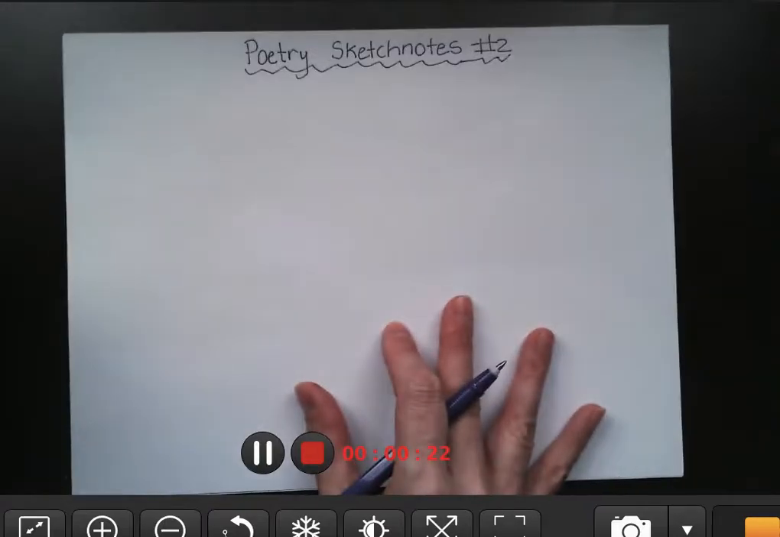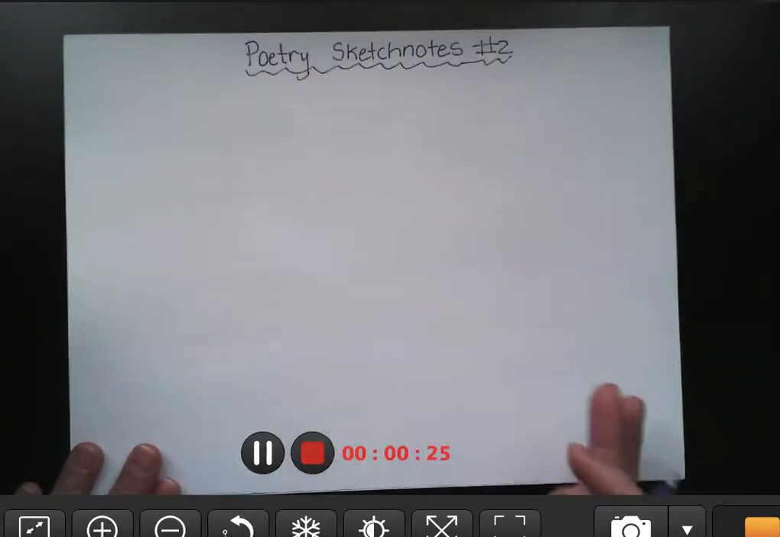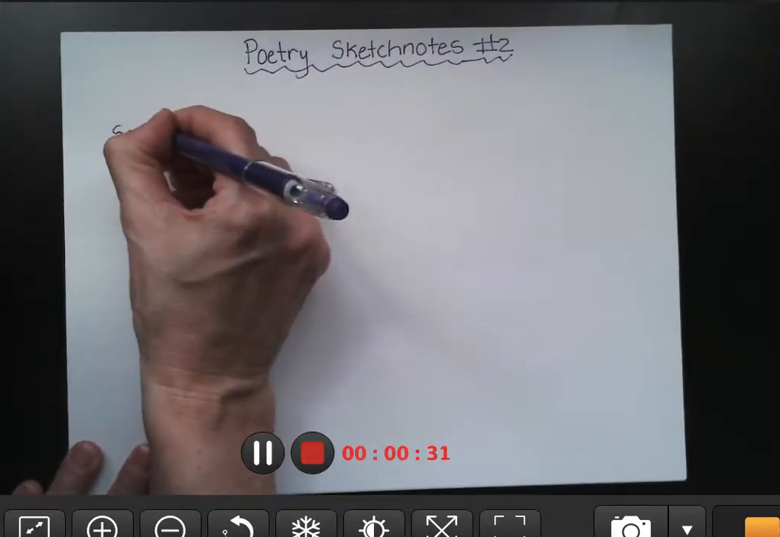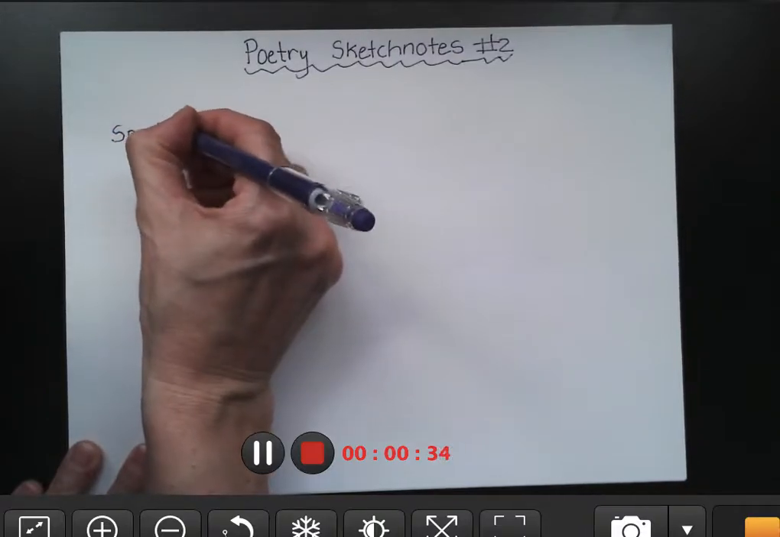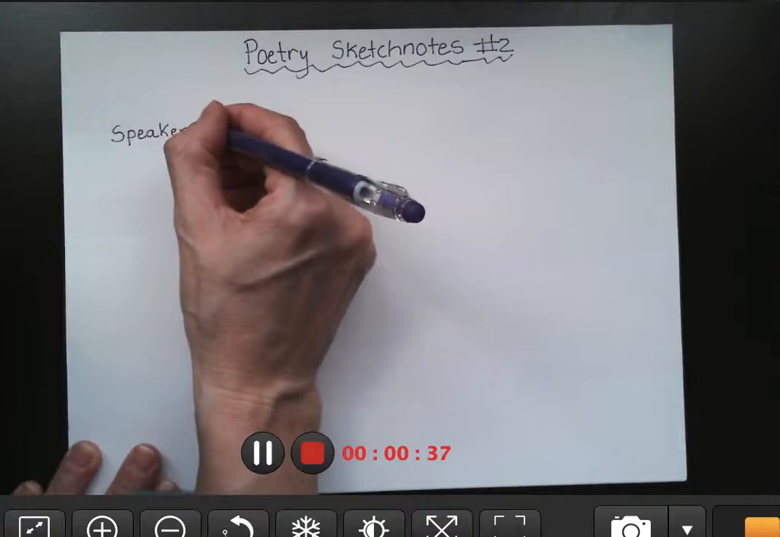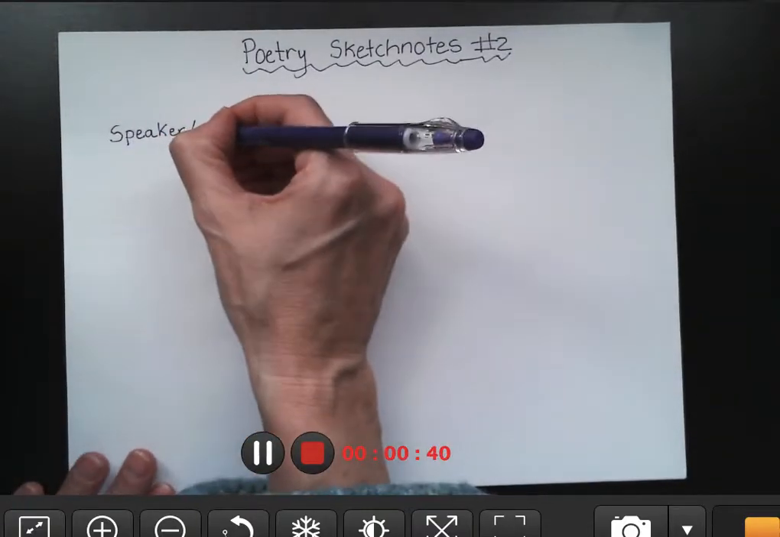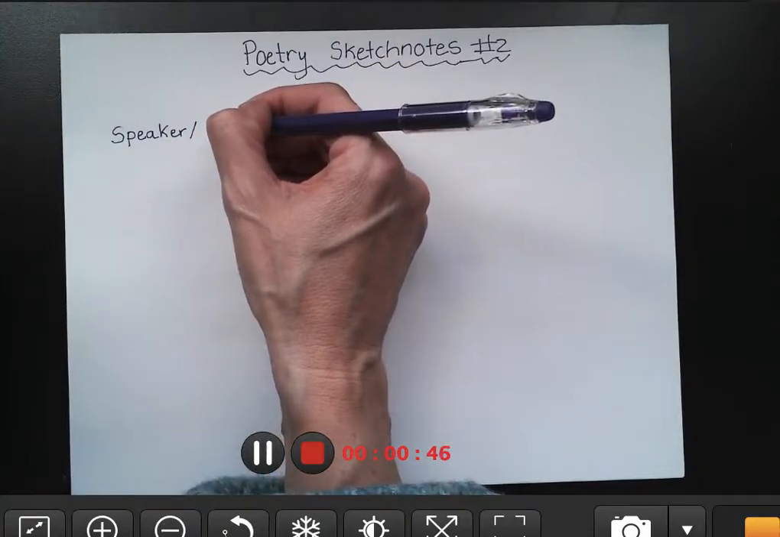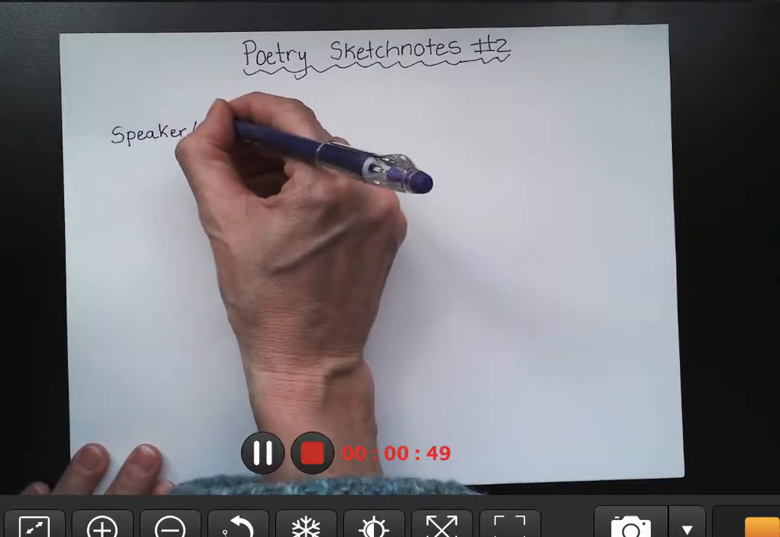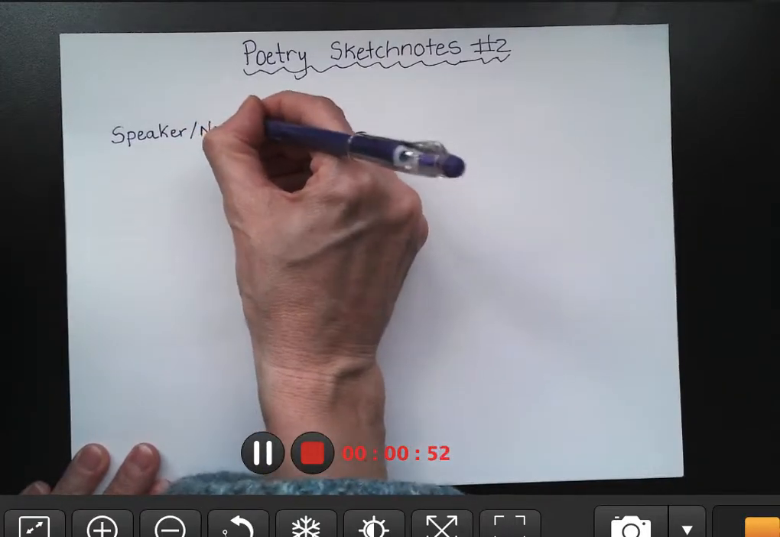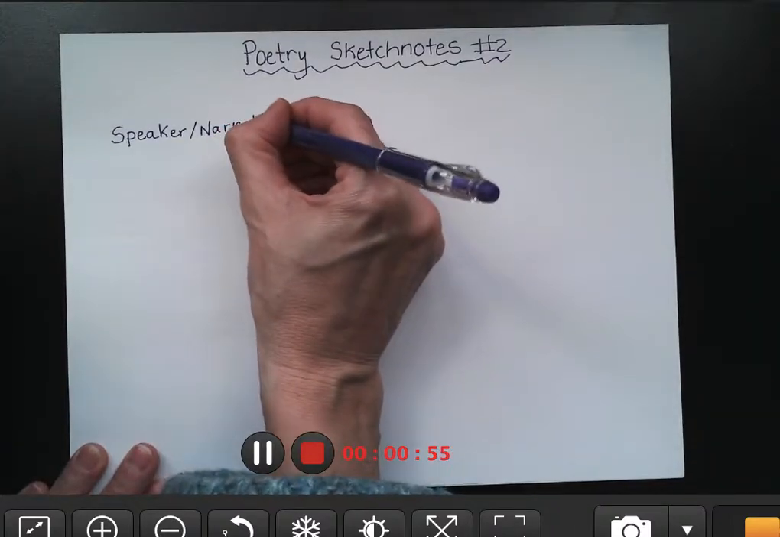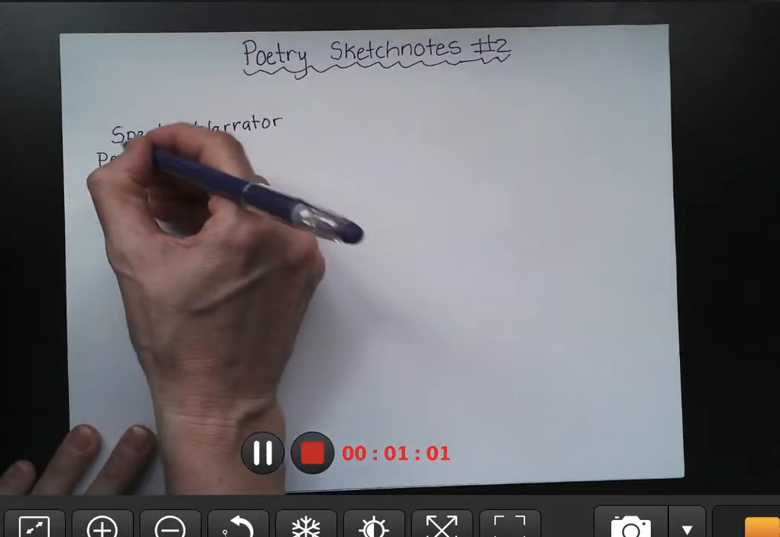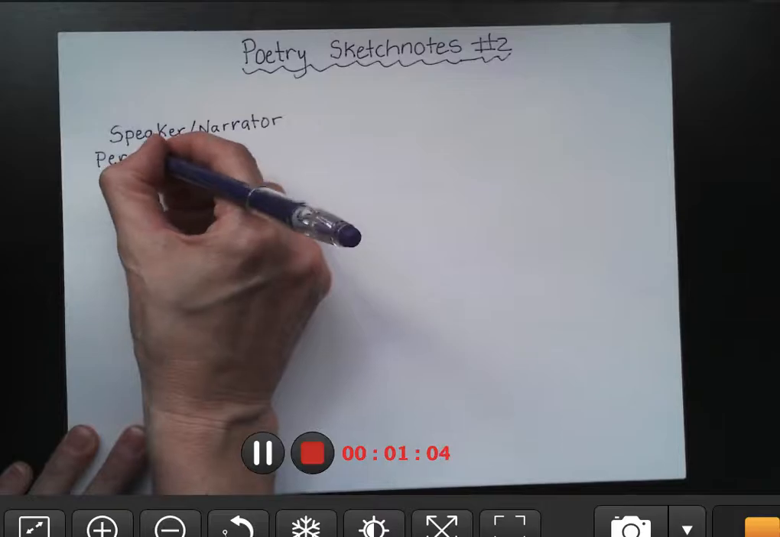So the first word that we are going to learn, or words, is speaker or narrator. Just like in a story, the speaker or the narrator is the person telling the story, the point of view in which the poem is actually being told from. So to help me remember what that means, I'm going to draw a simple little picture. Person telling the story.